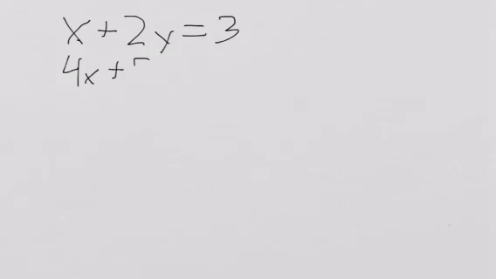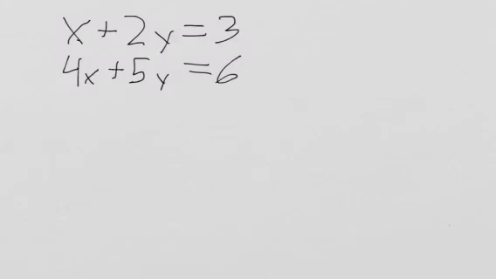So I have the system of equations x plus 2y equals 3 and 4x plus 5y equals 6. And I'm actually going to show you how to solve this system of equations using two different methods. First one we're going to talk about is substitution.